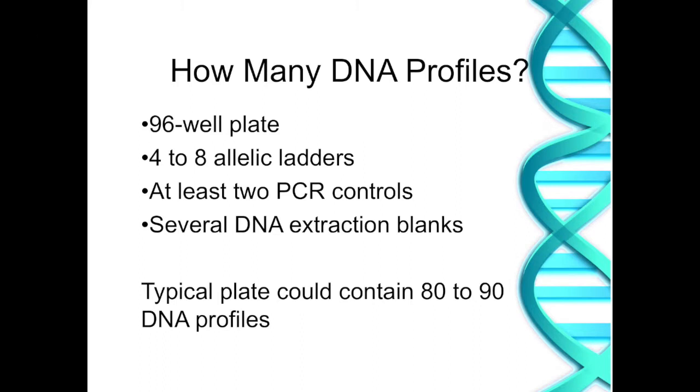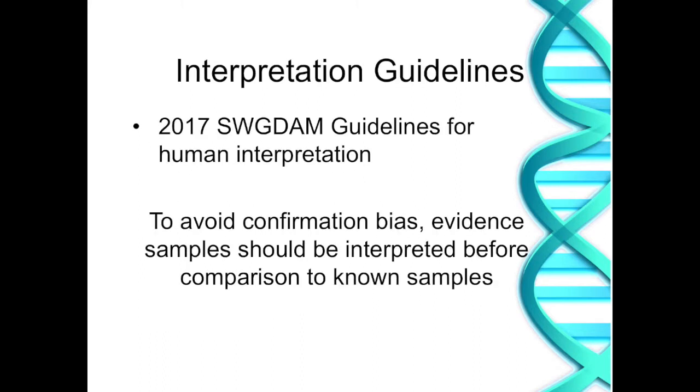So if you figure that we're looking at typically 96 well plates, and if you use that plate to the maximum efficiency, you're looking at about 80 to 90 DNA profiles on each plate after you account for controls and ladders. And since we're talking about human interpretation here, I'm going to head over to the 2017 SWGDAM guidelines, where this comes up in the discussion of human interpretation, that in summary, evidence samples should be interpreted before comparison to knowns so that we can avoid any kind of confirmation bias.